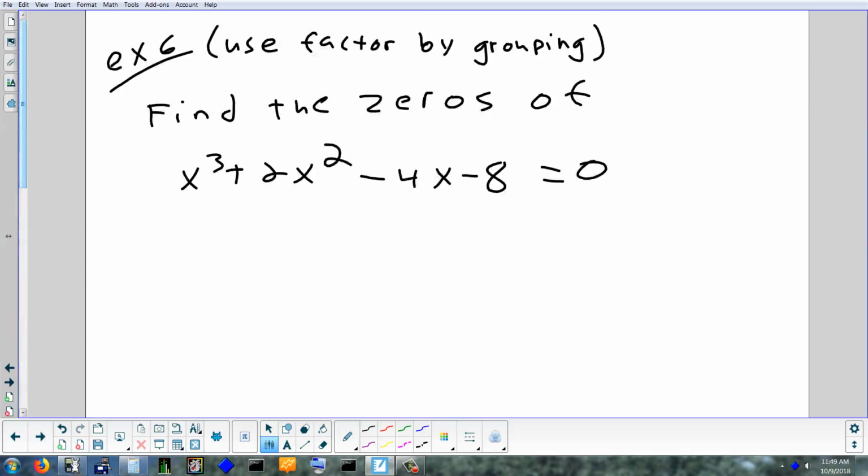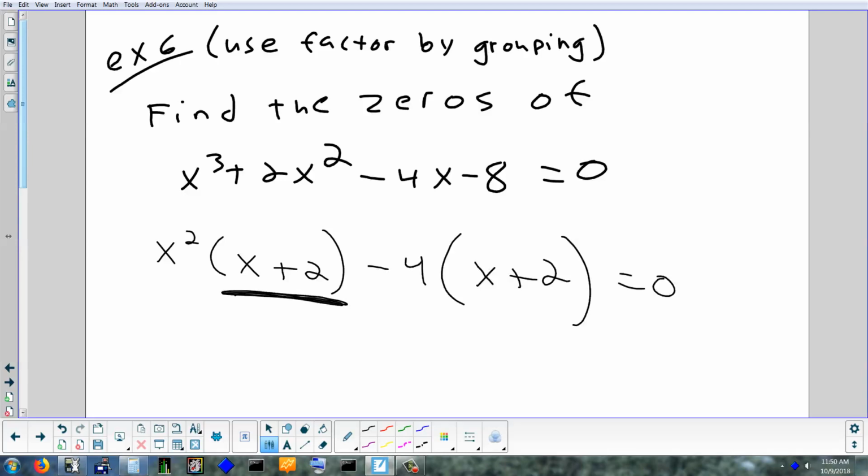Anybody see what the first 2 terms have in common that we could factor out of them? Andy? X squared. Yep. And if you factor out x squared, you're left with x plus 2. Now the goal here is when I factor out something from the last 2 terms, I'm hoping I get an x plus 2. I've got to see this again later in the problem. That's how factor by grouping works. Okay. What can I factor out of a negative 4x minus 8? That would make that happen. Yep. Factor out a negative 4.